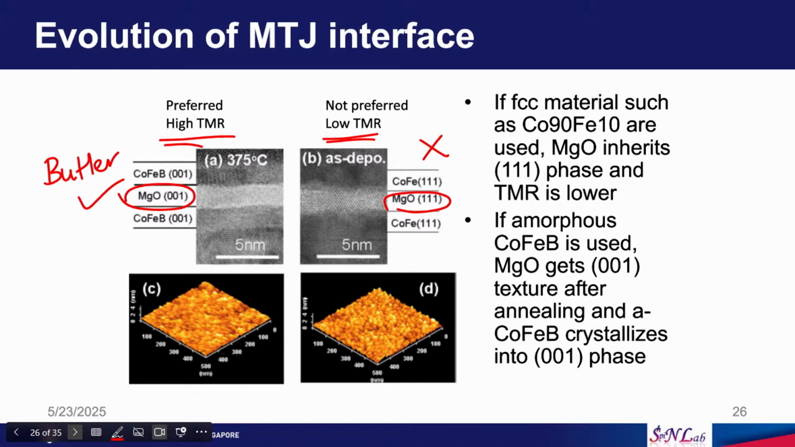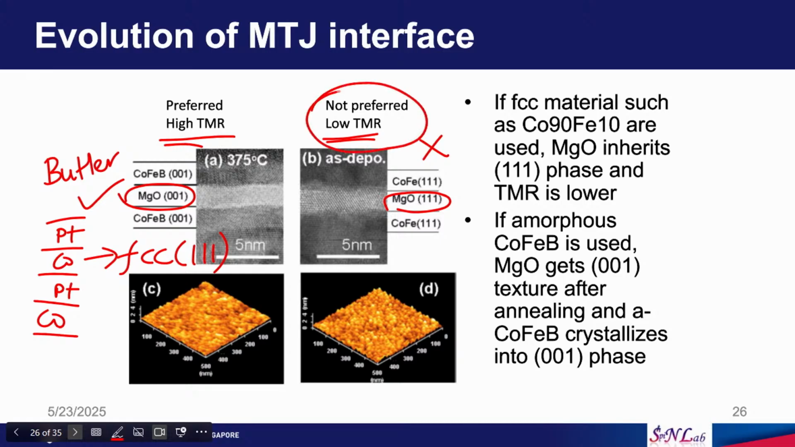So, this is the reason I told you earlier that if you have cobalt platinum multilayers, let us say you grow cobalt platinum multilayers. So, typically this cobalt platinum multilayer grows in FCC 111 structure. Okay. So, this FCC 111 is not preferred, okay, because it will give rise to low TMR.